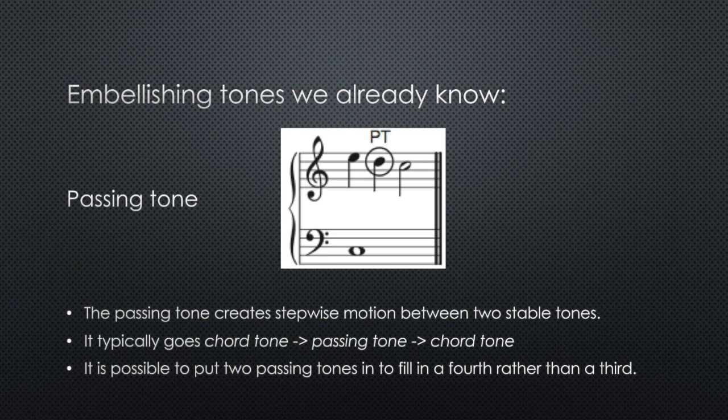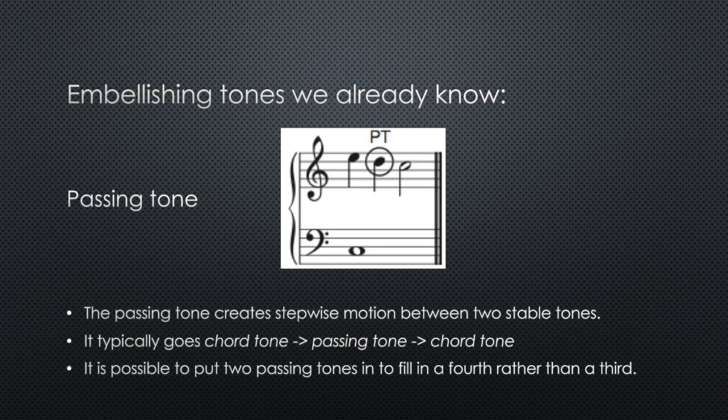So you can hear that these have a kind of rhythm to them, with a stable tone in the chord, passing tone not in the chord, stable tone in the chord. So they have a strong, weak, strong kind of rhythm to them. And passing tones will frequently be unaccented. We'll talk about accented versus unaccented in a little bit.